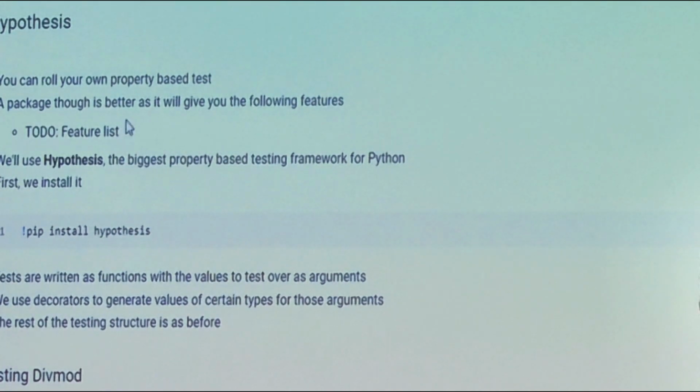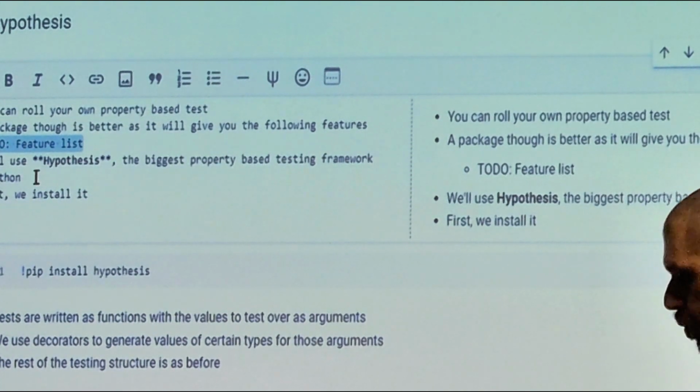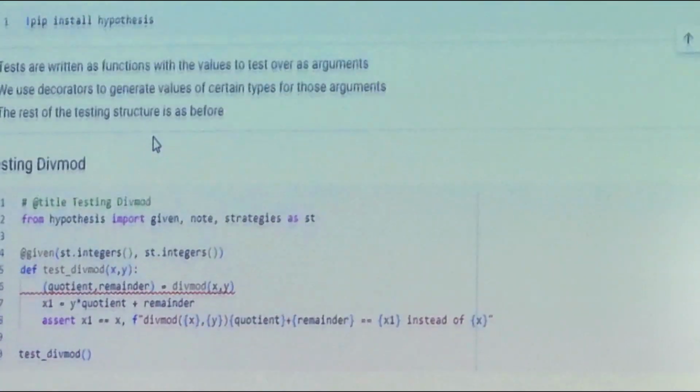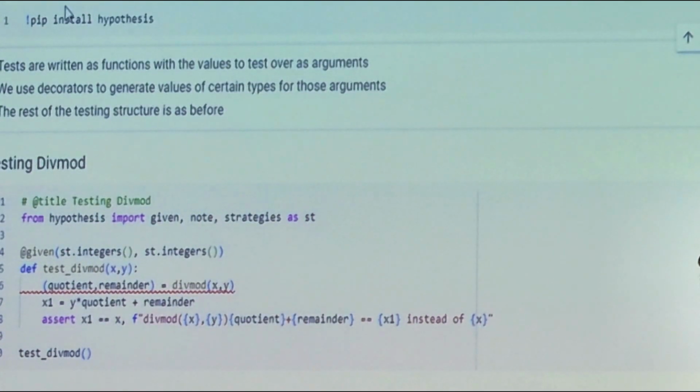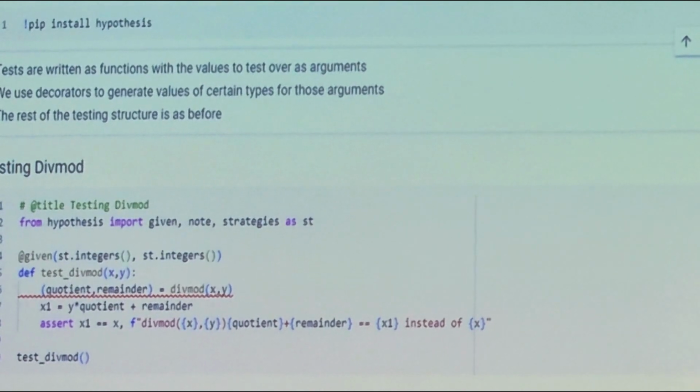So hypothesis is the one, and you know what, we need this to-do feature list. I love this to-do in here. So hypothesis is one that is available for Python, and again, you can install it just by pip install hypothesis, okay? And that's really it. We've installed hypothesis already here, and now I want to say, hey, I want to run this test on divmod.